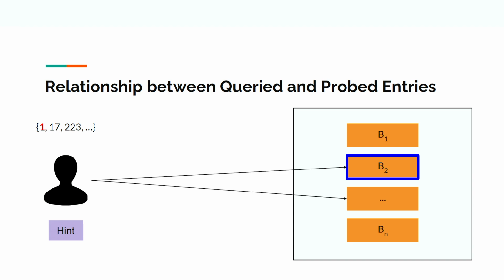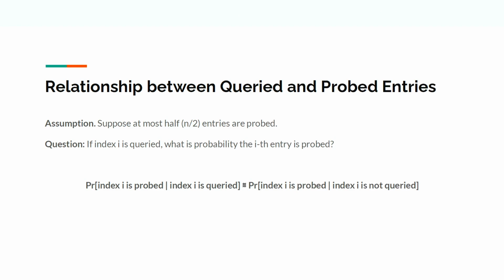So I said a lot of words. What does this really mean? What I'm saying is the probability of whether index i is probed should be almost independent of whether index i is queried or not. In particular, the probability that index i is probed, given that index i is queried, is nearly identical to the probability that index i is probed, given that index i is not queried. In other words, whether index i is queried or not should not depend on whether it's probed.